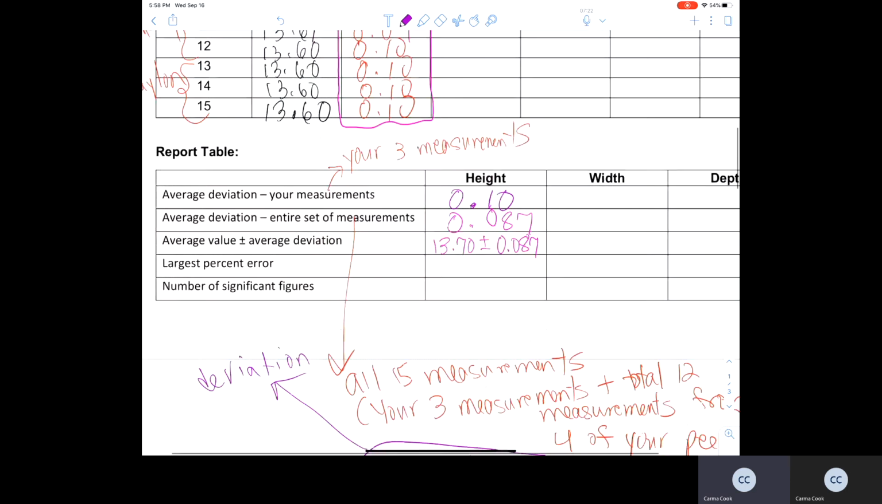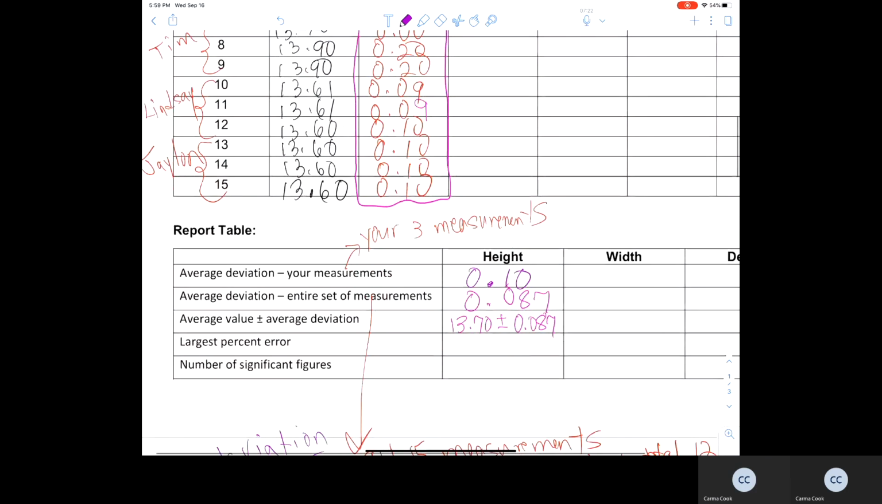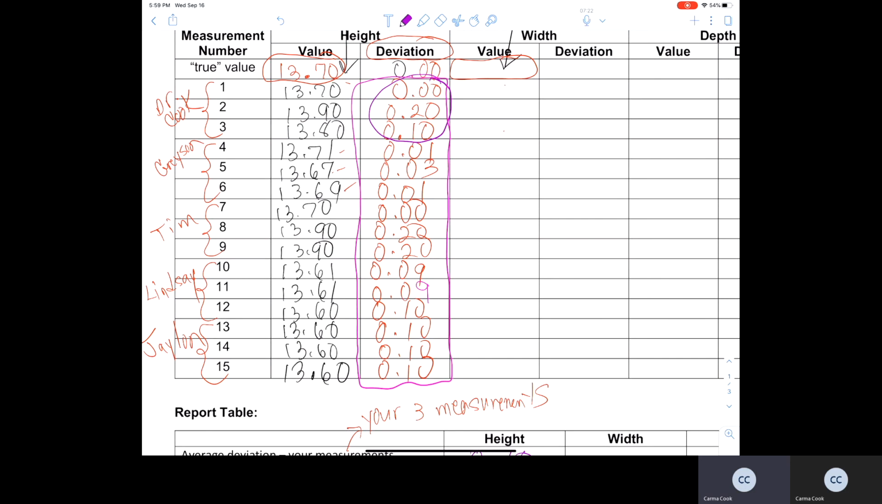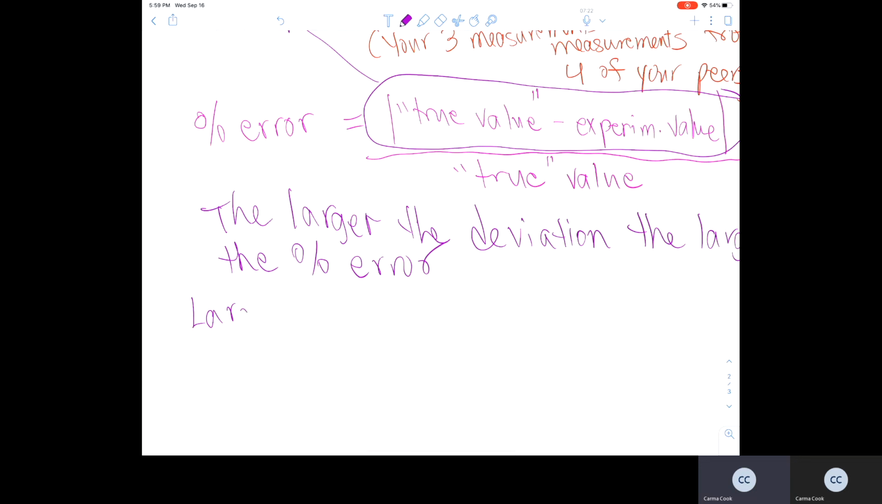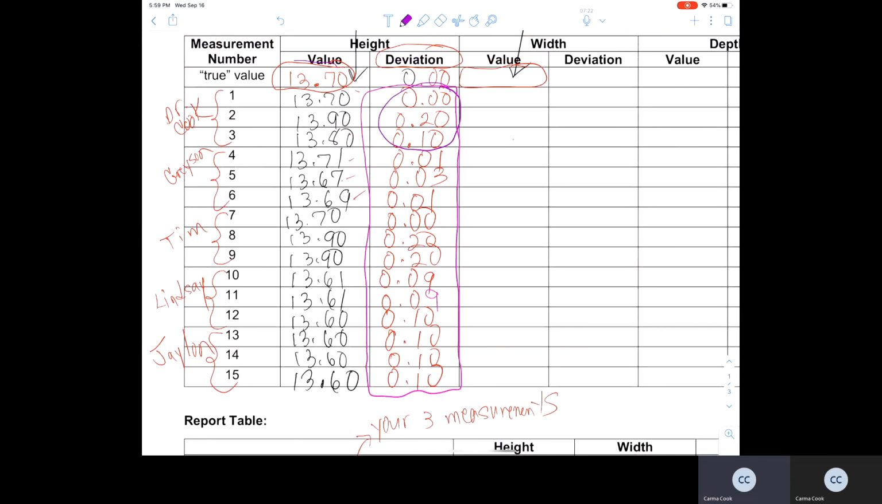So if I look at my height deviations, my largest deviation is 0.2, because I've got 0.2, yes, that is going to be my largest deviation. So my largest percent error, this is the only calculation I'm going to have to do, is my largest percent error based on my largest deviation of 0.20. My true value, my average, is 13.70.